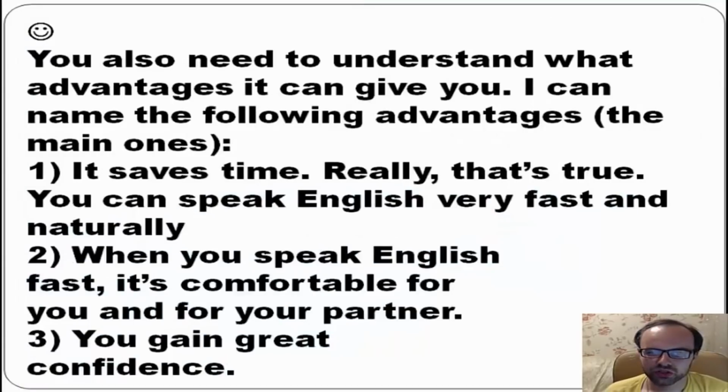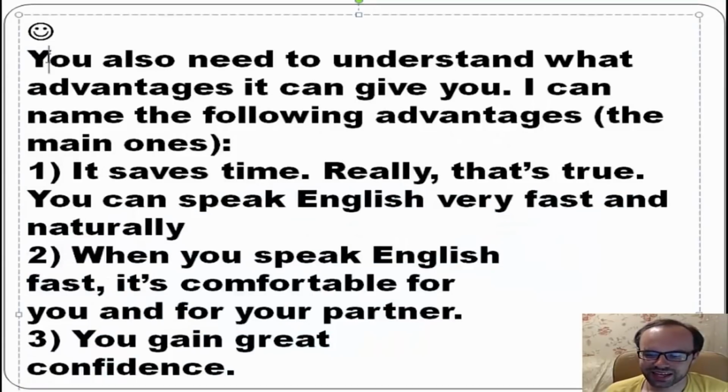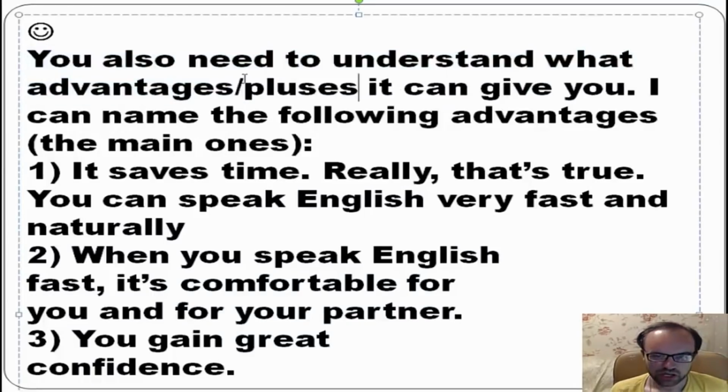Good. So you also need to understand what advantages it can give you, or what pluses, good things it can give you.